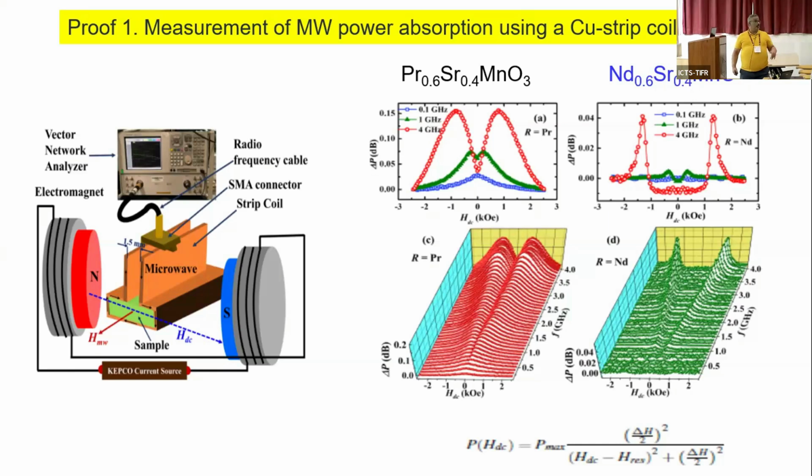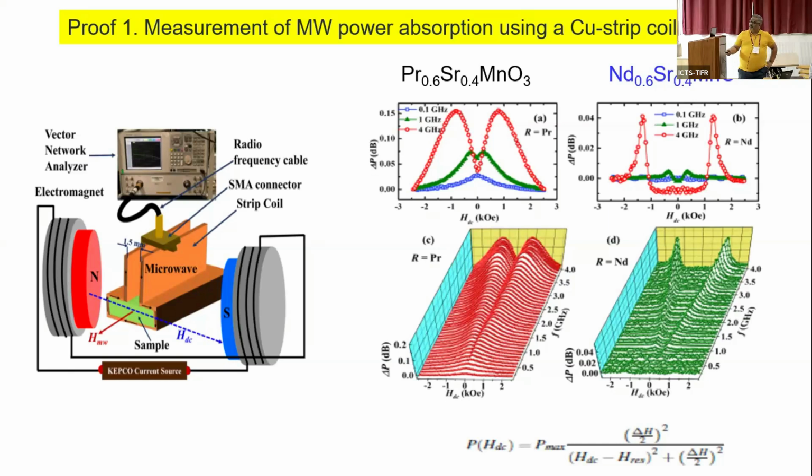Okay, or should I use some other technique? Well, unfortunately, I could get one vector network analyzer. So the simple idea we made is that we took a simple copper strip and bent it in the form of an L shape, like what is shown here. The sample is inside, insulated from the copper strip, and we measure what is known as the scattering parameters using this vector network analyzer, which can be converted into microwave power absorption, like delta P.